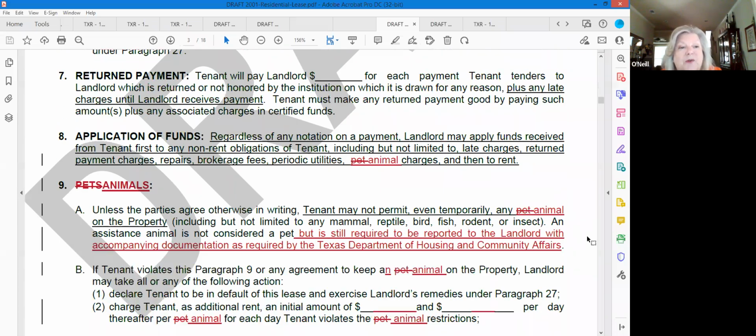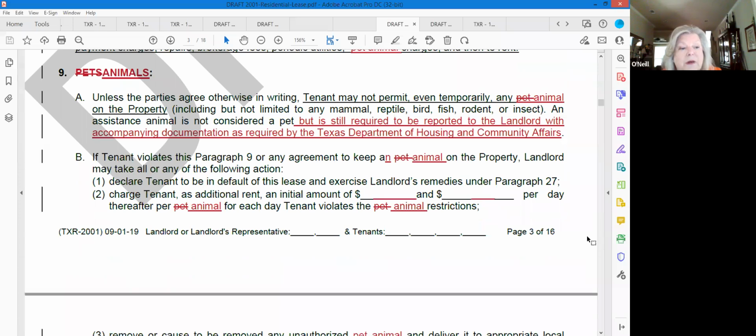The next change is, remember how in the lease listing agreement in paragraph 20, instead of having information about pets, they have animals. And it says that unless the parties agree otherwise in writing, tenant may not permit, even temporarily, any animal on the property. That's a given, right? And they define some of the pets you can't keep. I know we had one tenant who got a fish tank, and the landlord held them in breach of the lease on something like that.